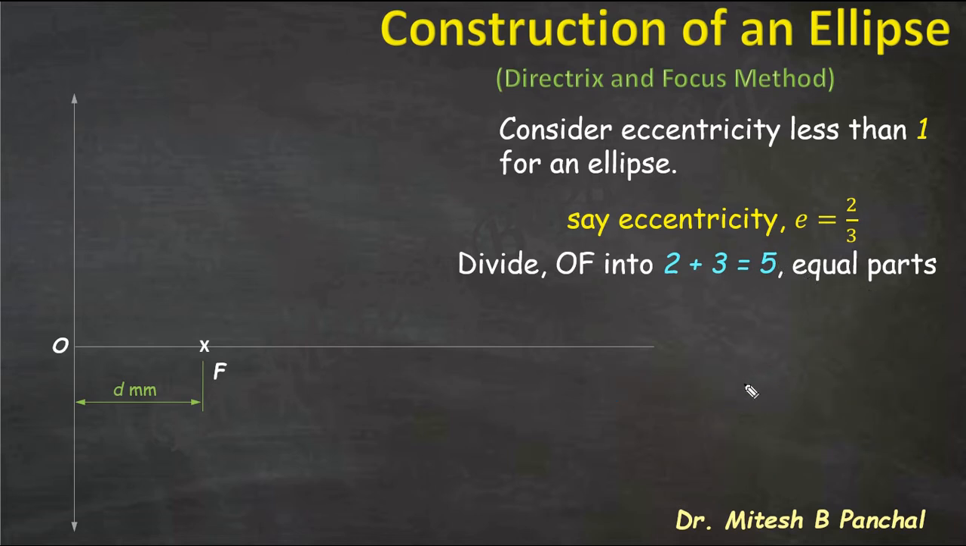Now moving further, we have to divide this OF into 5 equal parts. So divide that distance, that is d mm, okay, and number all the points. Here you have to remember that 1, 2, 3, 4, the marking I have done from the focus F.